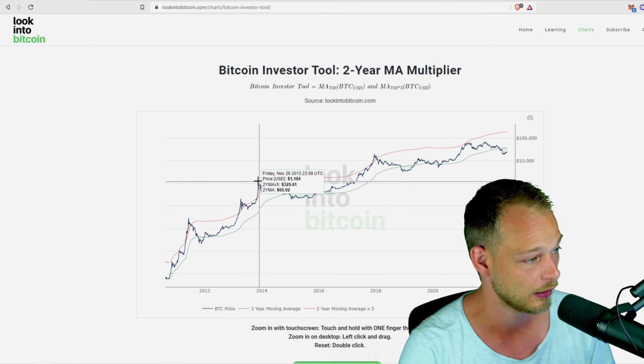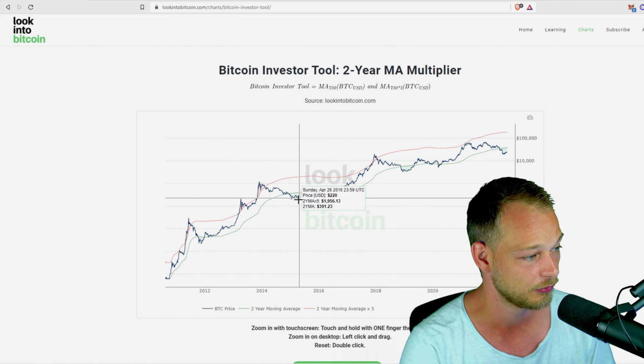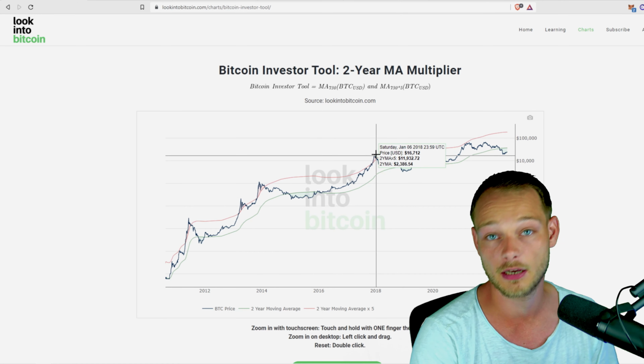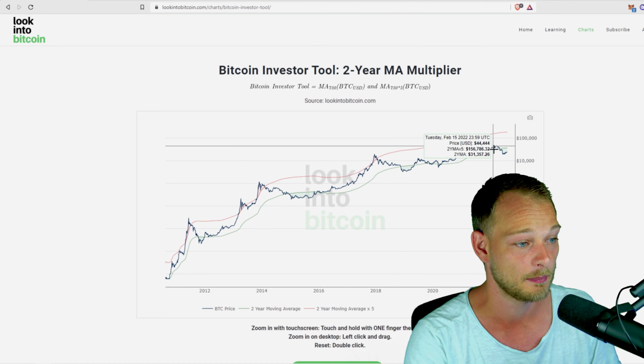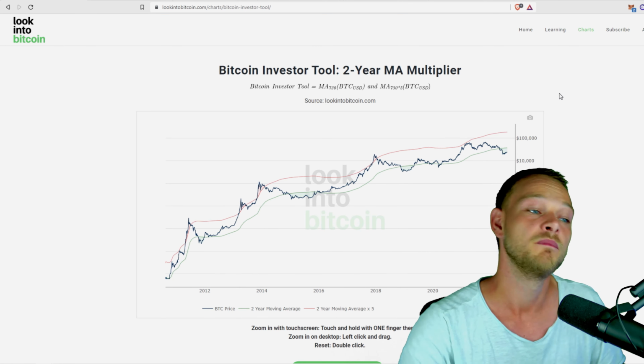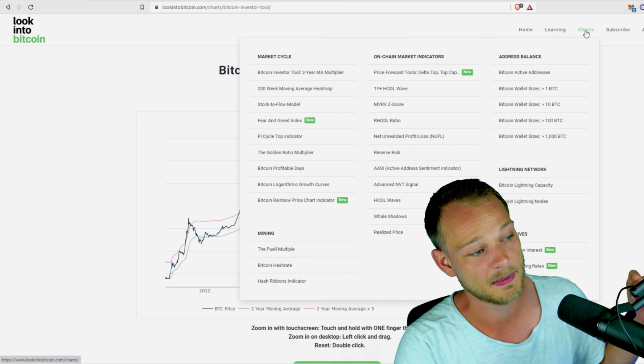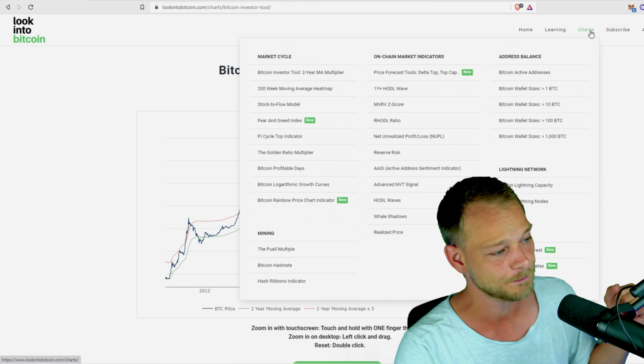A great buying opportunity. Here as well, every time we move below the green line, what happened? A great buying opportunity it turned out to be. Here as well, great buying opportunity, went back up, and now great buying opportunity. So this gives you a little perspective, and you can see a lot of things right here.